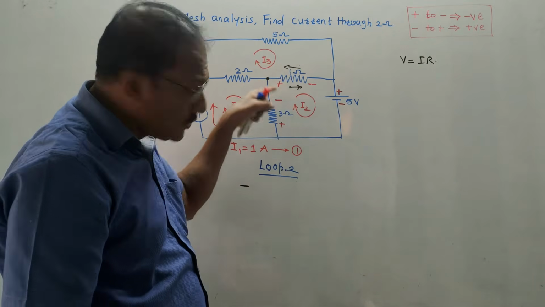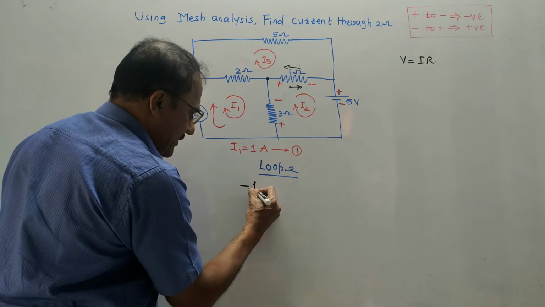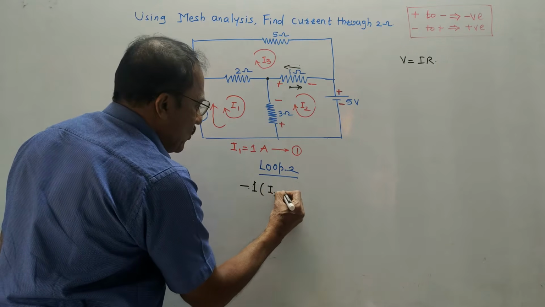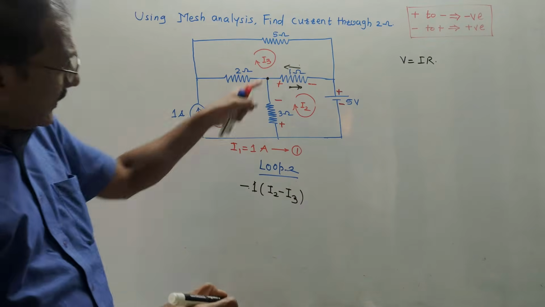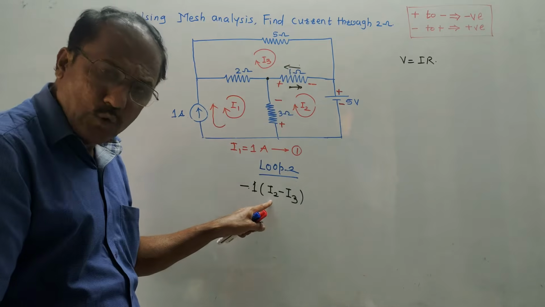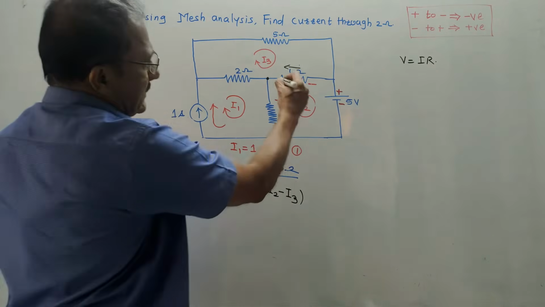So current passing through 1 ohm can be expressed. This minus sign I have already written. Value of resistance is 1. It is I2 minus I3. Why not I3 minus I2? Because if you are in loop 2, give priority to loop current I2. So it is I2 minus I3. This is about 1 ohm.